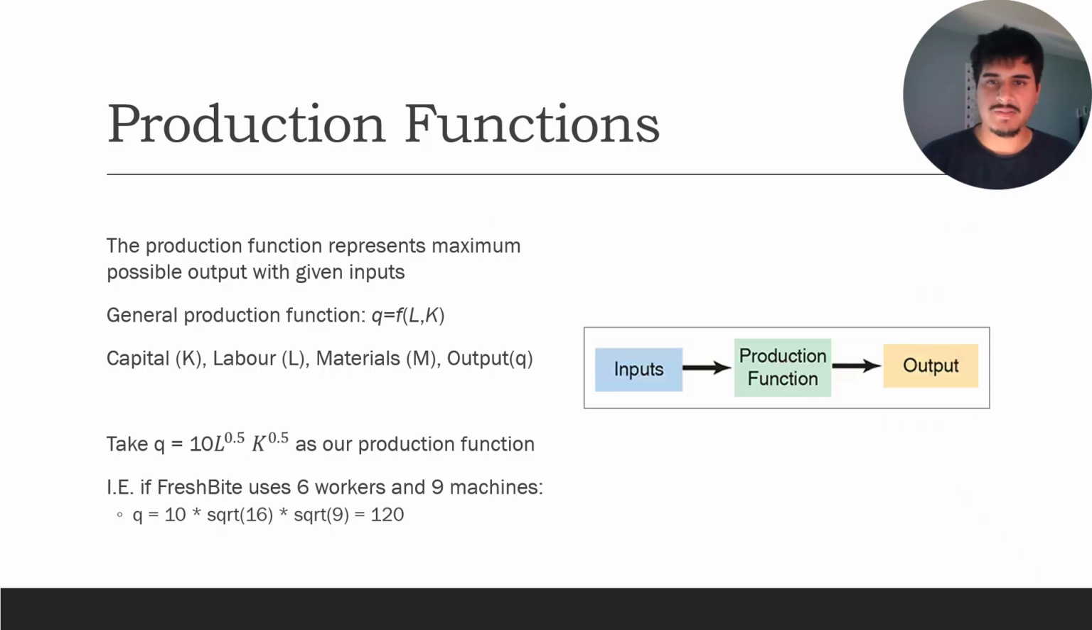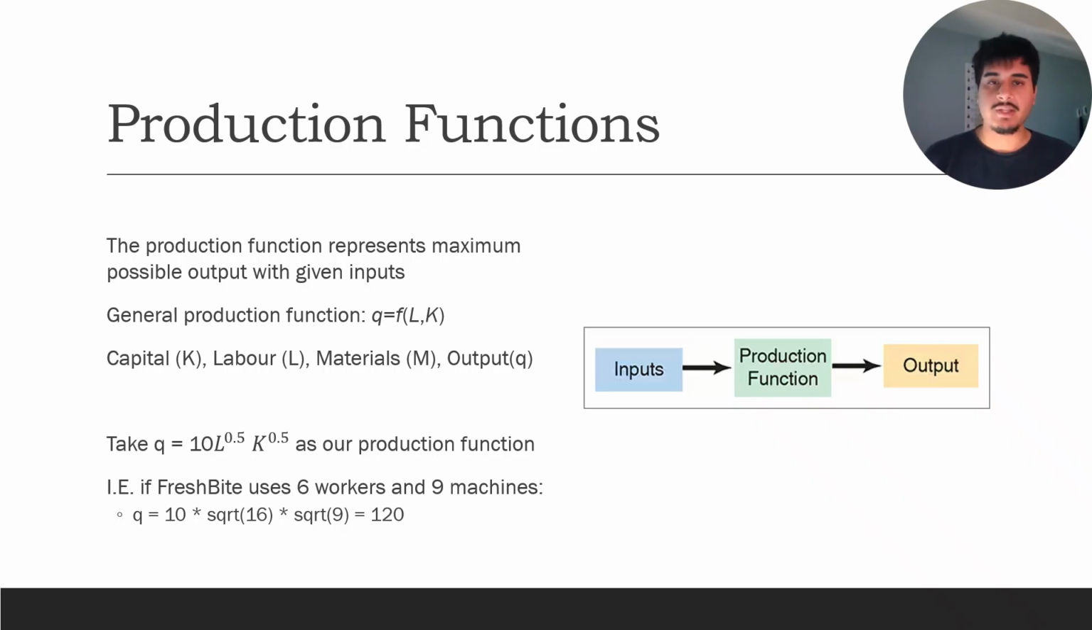So before we get into all this, let's first look at what actually is a production function. A production function explains the maximum output achievable with the given inputs. So in this example, let's consider where output Q depends on labor L and capital K through the function Q equals F of L, K. Let's use Q equals 10 times L to the power of 0.5 times K to the power of 0.5 as our function.